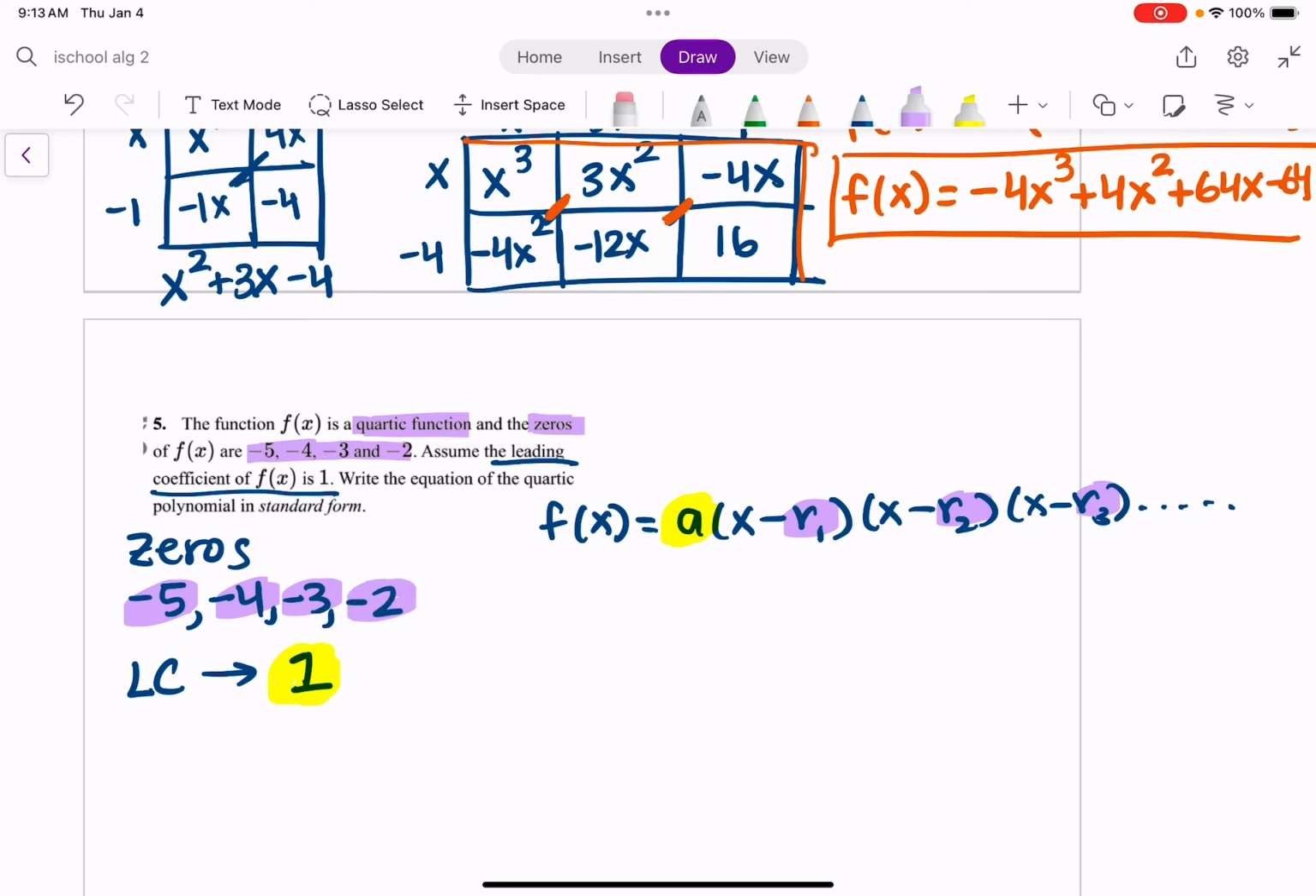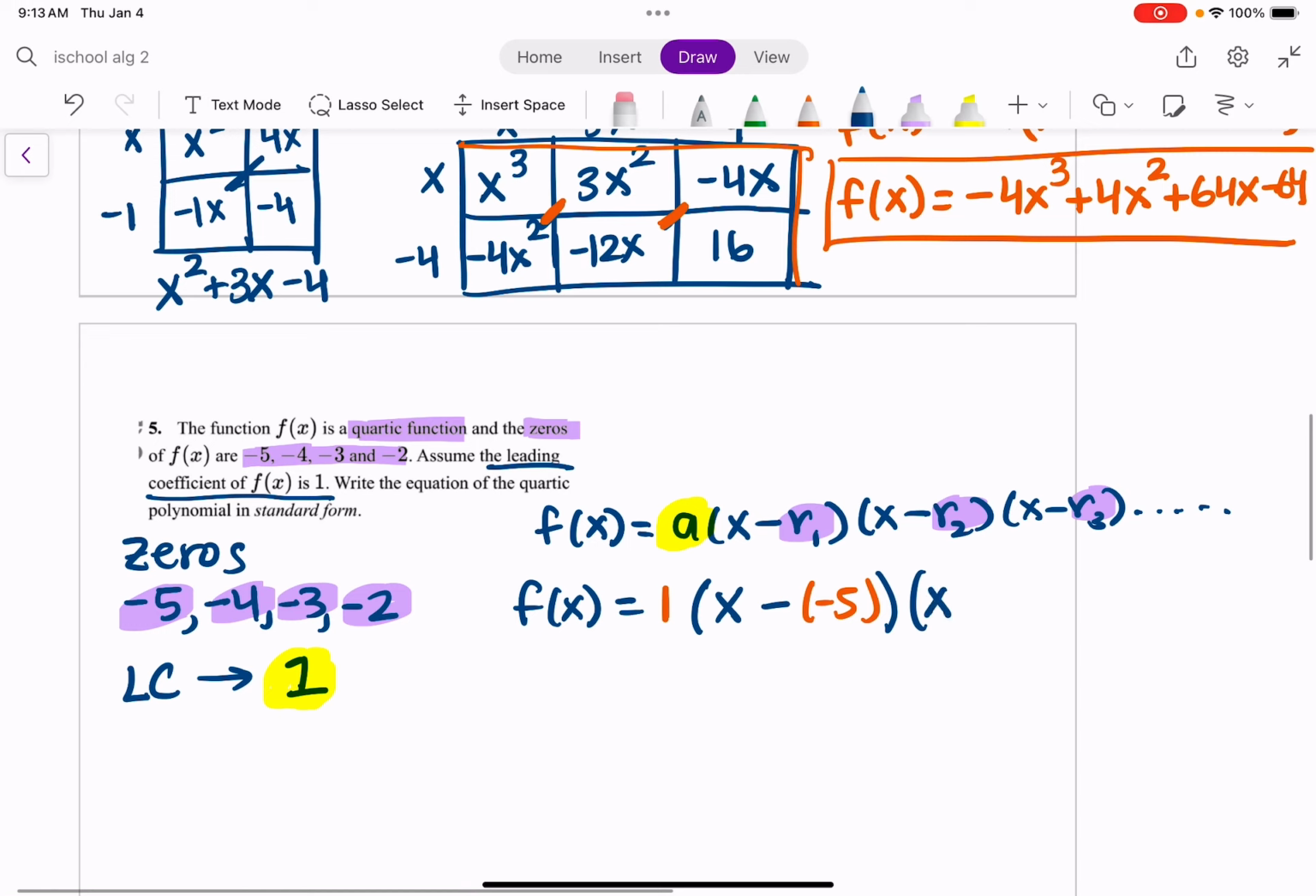Oh no, there's music playing. Okay, so I can write it out like this. Hopefully y'all can still hear me. So my A is 1, and then I'm going to plug in my zeros. It's really unfortunate timing.